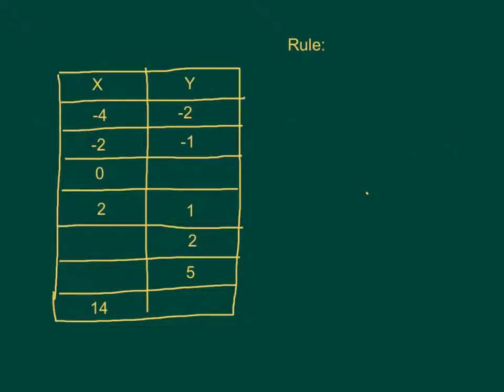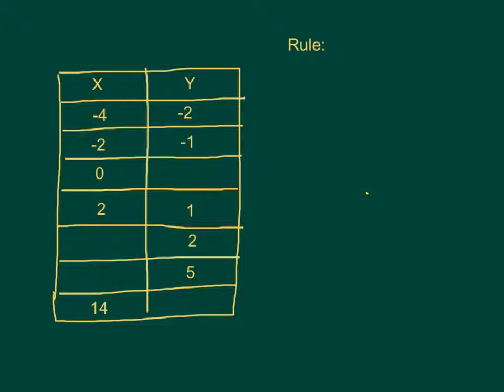Okay guys, let's take a look at one last table. Again, it's very similar to the last table we just saw. We have the x and y input-output table. We're given a bunch of different values for x, a bunch of values for y, and we have to figure out what the rule is, and then we can complete the table.